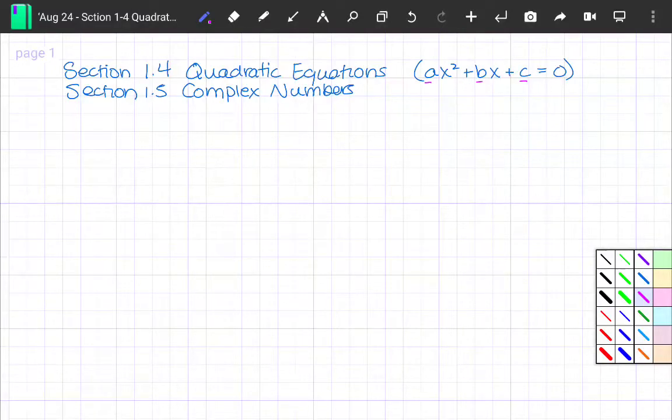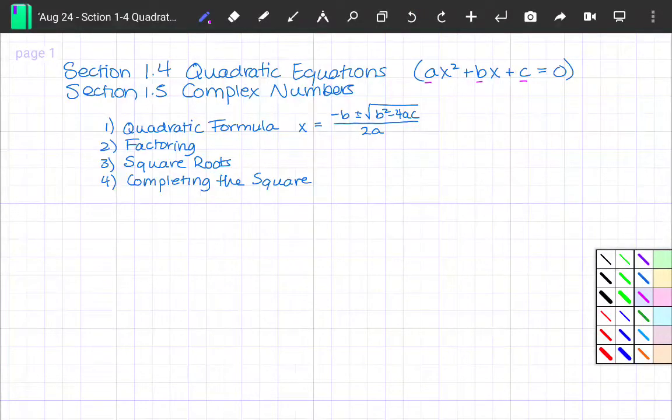What we're going to look at in this video. We're going to look at section 1.4 quadratic equations, and then we're also going to look at complex numbers. So we're going to start off with quadratic equations. And we're going to look at these four methods for solving quadratic equations. We're going to look at the quadratic formula.